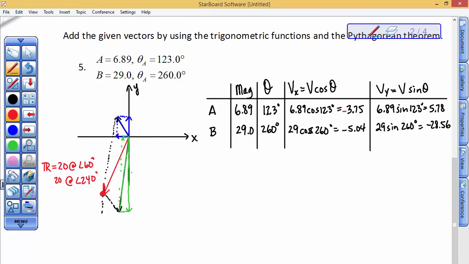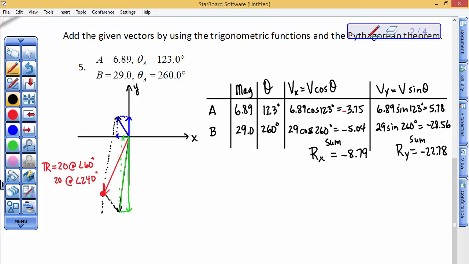So what I'm going to do now is add up the x components. Do you see this negative 3.75 and this negative 5.04? I'm going to sum those up. So they add up to be a negative 8.79. And then I'm going to add these two numbers here. Let me show you, no, let's go ahead and do it, and then I'll show you why. So when I add up the y components, I take the positive 5 and the negative 28, which adds to be a negative 22.78.